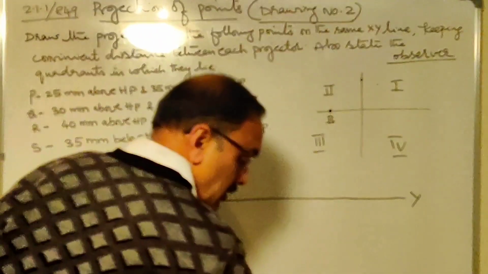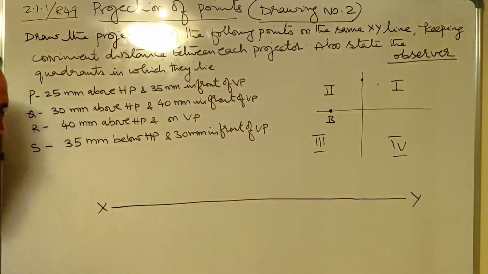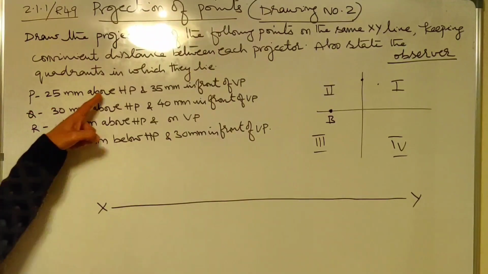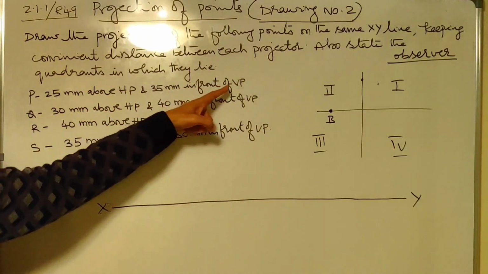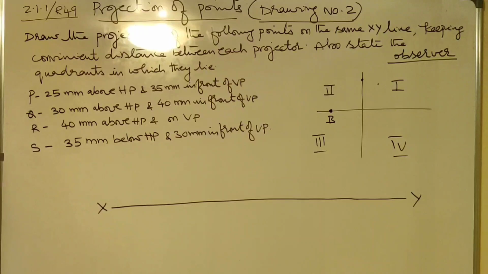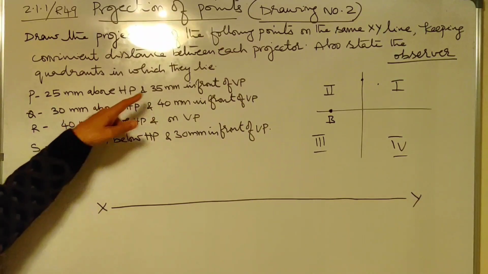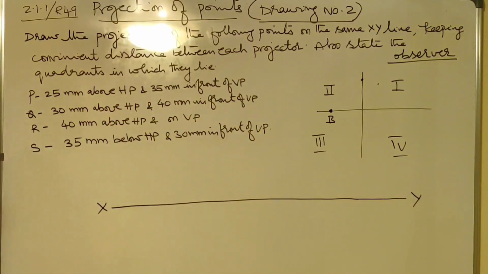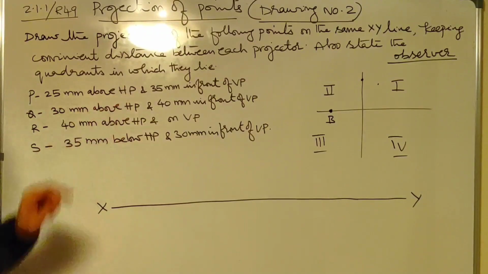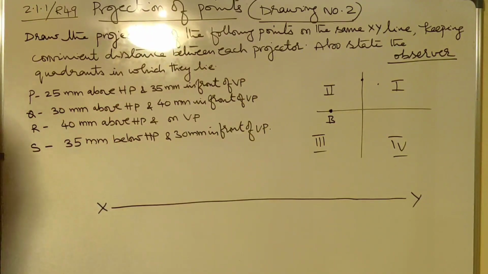Okay. Now let us take the point P. Point P is 25 mm above HP, 35 mm in front of VP. So you are given the distance from HP as well as VP. Now above HP, so we take the front view above the XY line.